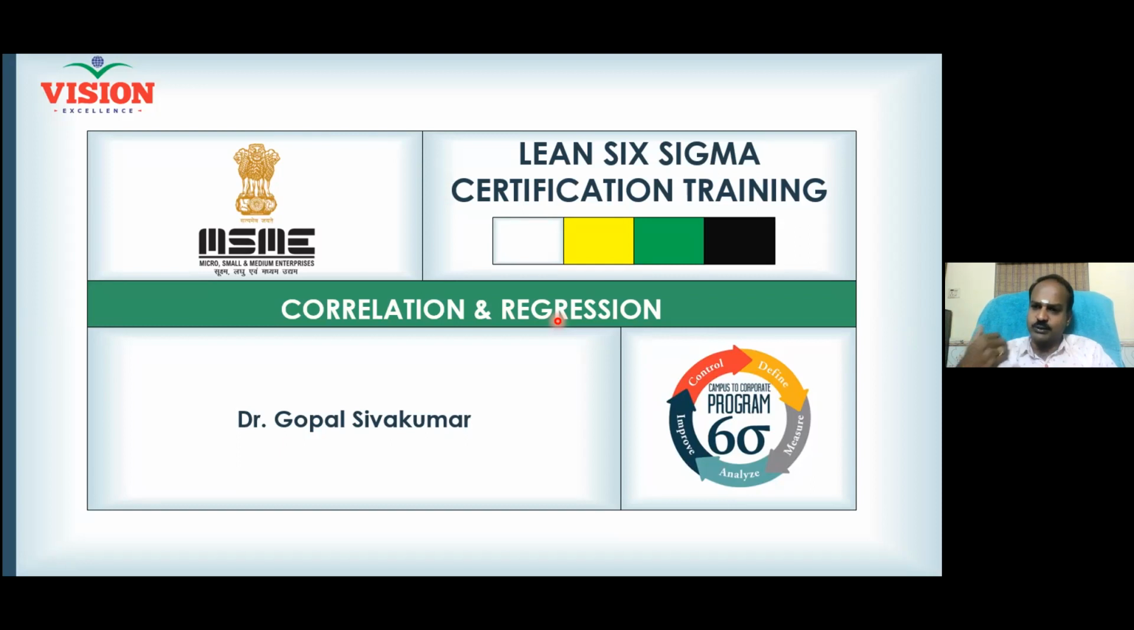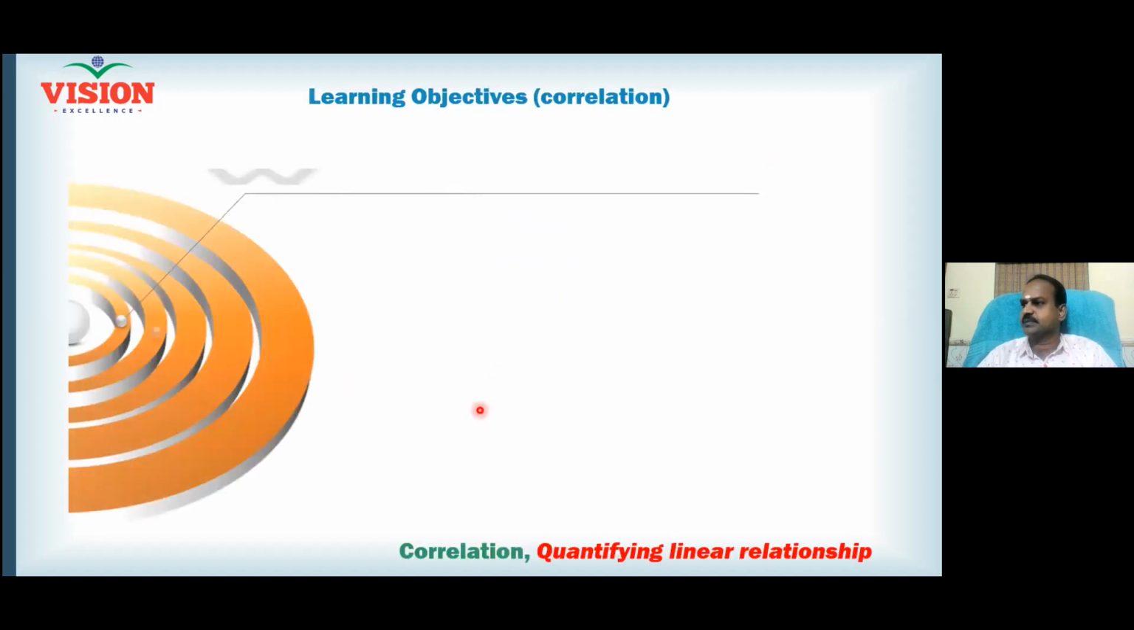Because ultimately, what is the solution? You must adjust the x factor, isn't it? Your root cause, you need to adjust. Whether I should increase the factor or decrease the factor, how do I know? Only after knowing the real relationship. So that is what we are going to do in correlation and regression. Again, it is a statistical tool, very simple. And if you understand it properly, you can use it effectively in your projects.